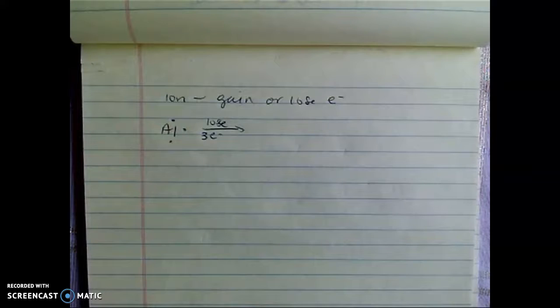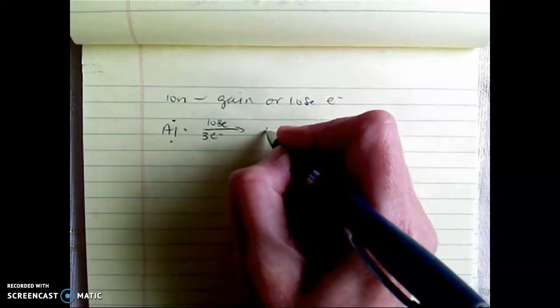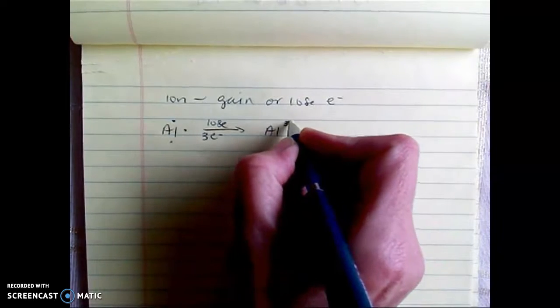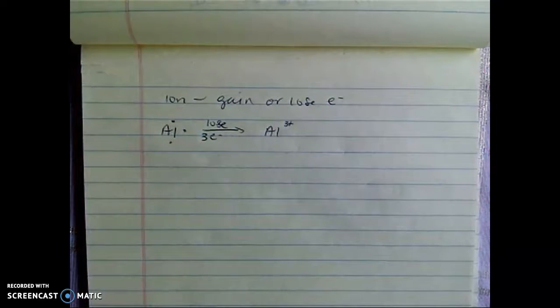So what do you do with the dot structure? Well, if it's losing 3 electrons, then the electrons are represented by dots, and that means those 3 electrons are going to be gone. We lost them, and that would give us a 3+ charge. So whatever the charge is, it's going to tell you how many electrons it's gained or lost, and that's going to tell you how many dots are gained or lost.